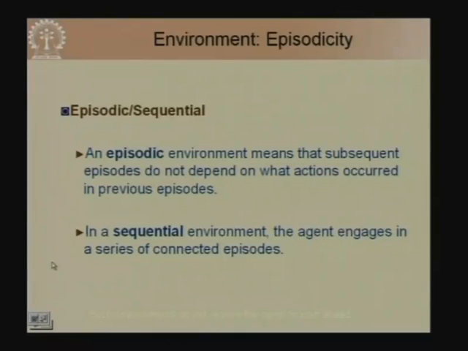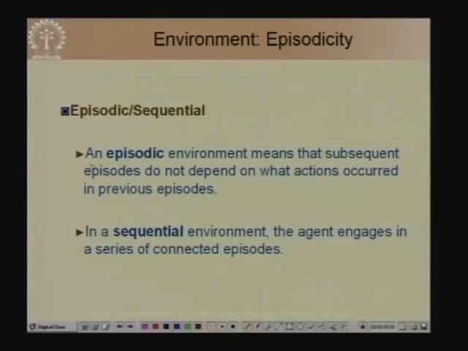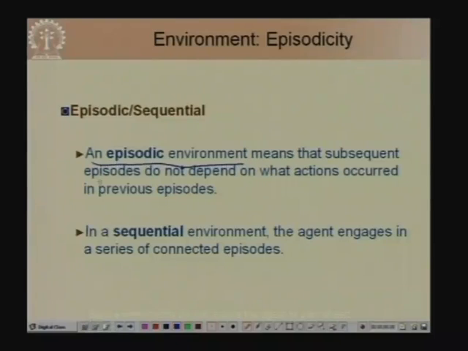Then, if we look at the episodicity of an environment, it may be episodic or sequential. An episodic environment is one where subsequent episodes do not depend on what actions occurred in previous episodes. First of all, sometimes certain tasks can be divided into different phases or episodes. In such environments, one episode may or may not influence the subsequent episode. If one episode does not influence the subsequent episode, such an environment is called an episodic environment. In such an environment, an agent does not need to plan beyond episodes.